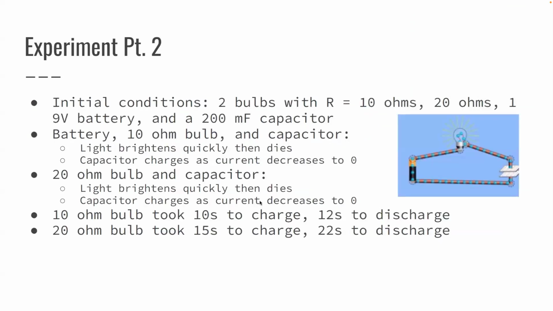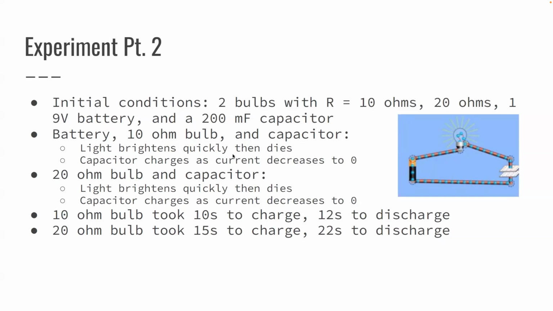Part 2 of the experiment, the initial conditions: 2 bulbs with R equal to 10 ohms and 20 ohms, a 9-volt battery, and a 200 mF capacitor. The circuit was a battery, the 10 ohm bulb, and the capacitor.